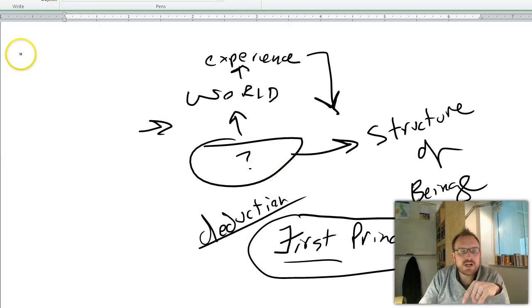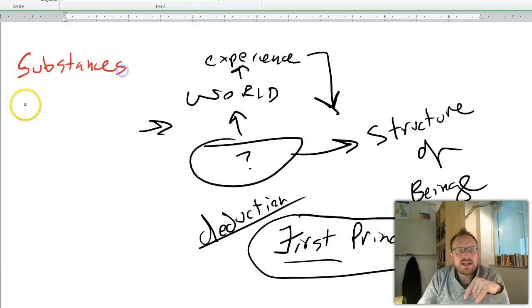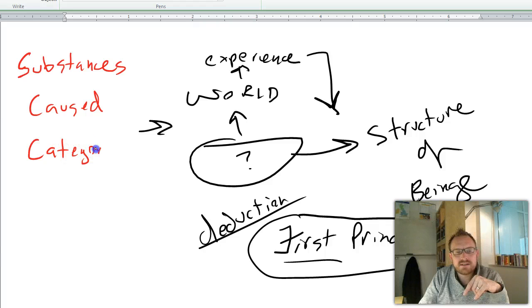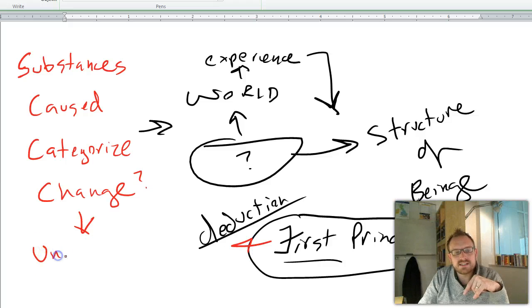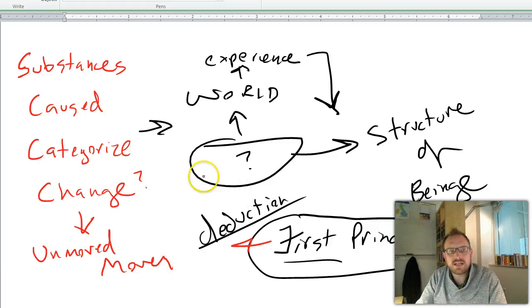Because what we're going to first talk about here is the idea that we have substances that we experience. And then we're going to talk about how are those things caused, and then how can we categorize our experiences, and then finally we're going to end by talking about change. And that's going to lead us into this question of first principles, and it's going to lead us into this discussion of Aristotle's called the unmoved mover. Okay, so that's sort of what we're going to do in our lesson today.